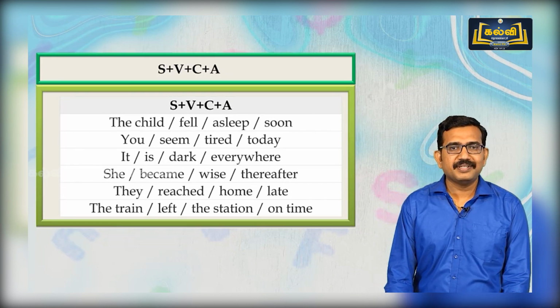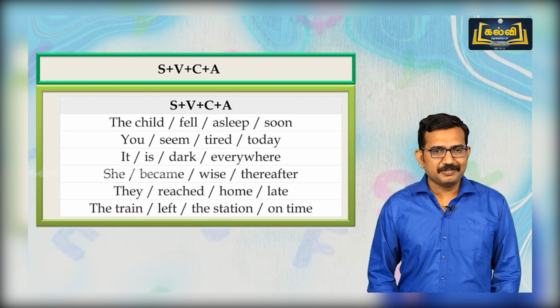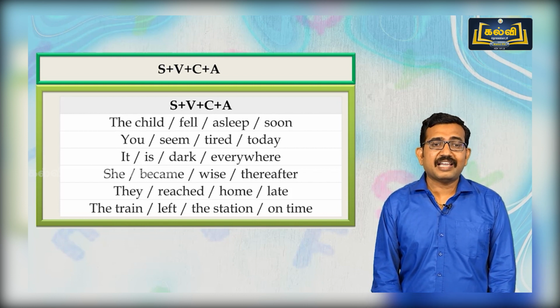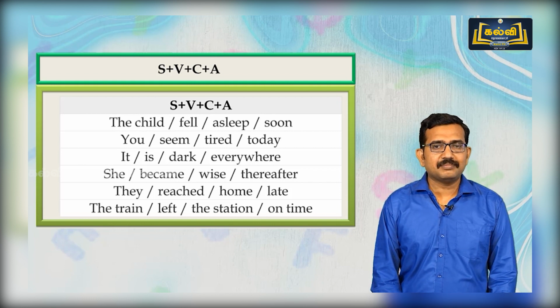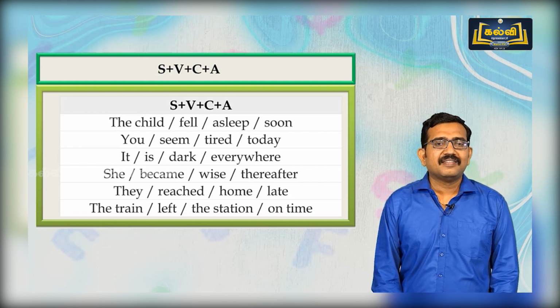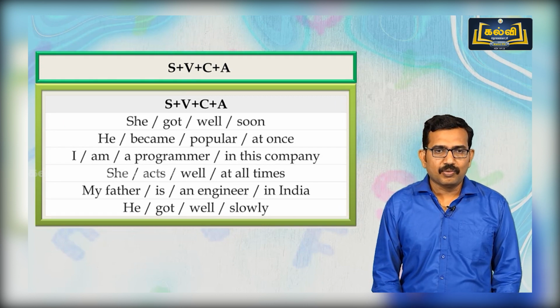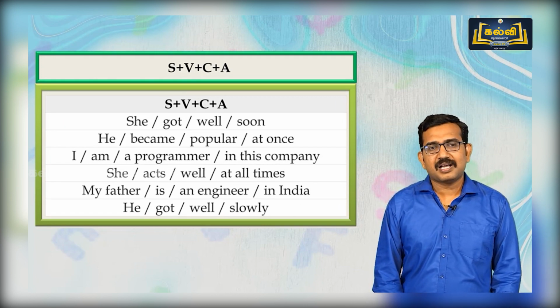SVCA, some examples. The child fell asleep soon. You seem tired today. It is dark everywhere. She became wise thereafter. They reached home late. The train left the station on time. She got well soon. He became popular at once.